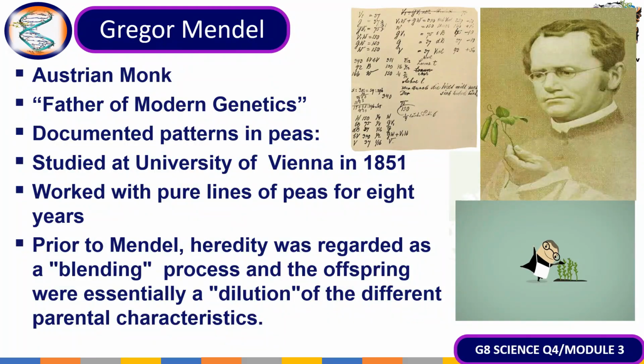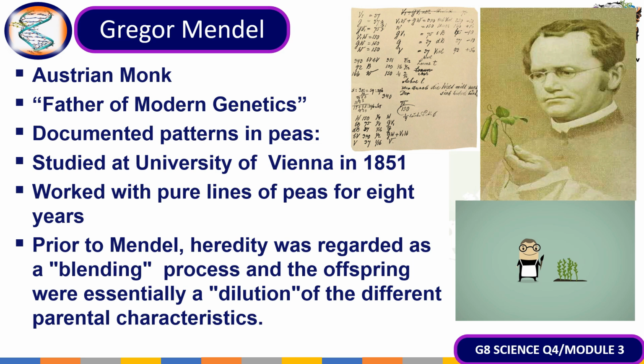Now, you might be wondering who first explored the realm of genetics. So, yung answer dyan is, it was Gregor Mendel. So, sino nga ba si Gregor Mendel? So, si Gregor Mendel is an Austrian monk, and he is considered to be the father of modern genetics. Now, yung kanyang result are documented patterns sa peas na kanyang pinag-aralan. So, he studied at University of Vienna in 1851, and he worked with pure lines of peas for 8 years.